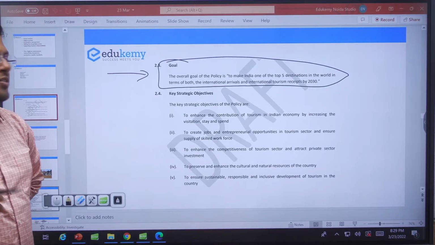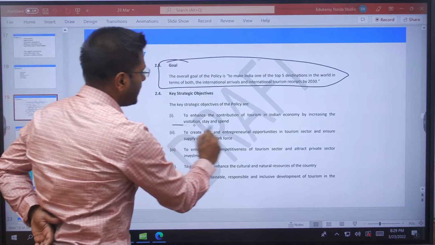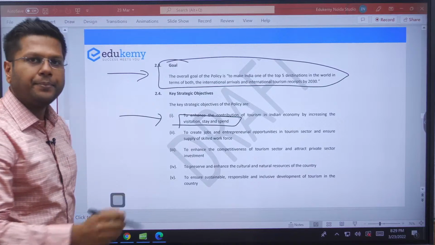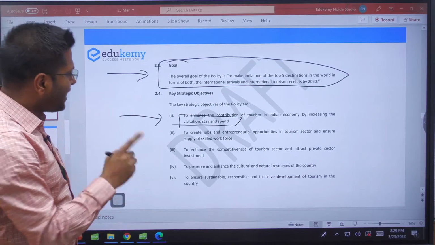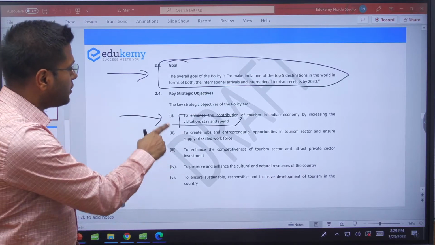The strategic areas of the policy, what are they? Increasing visitation, stay, and spend. You visit India, we increase that time period. You stay in India for a longer period, and you also spend more in India.